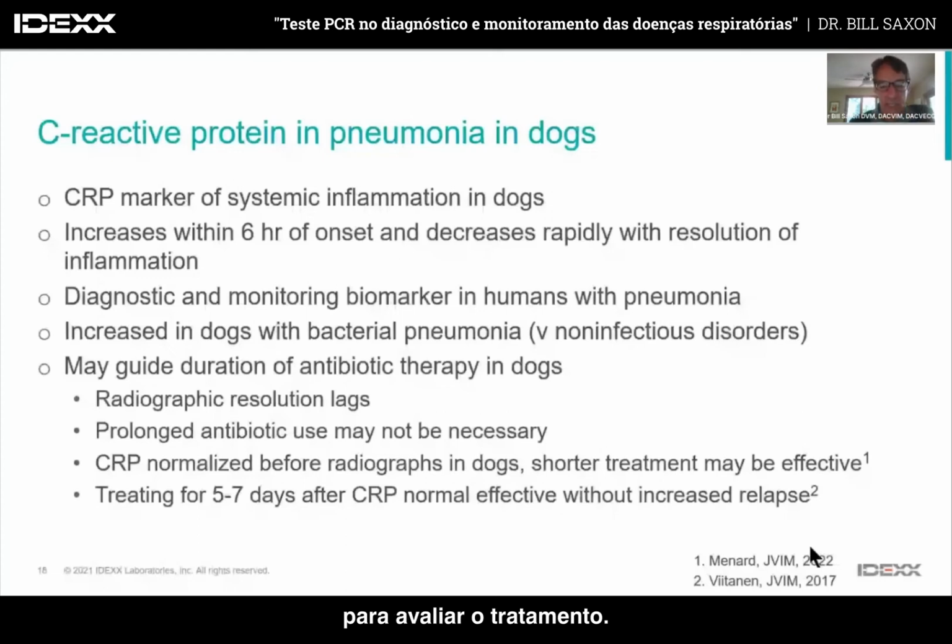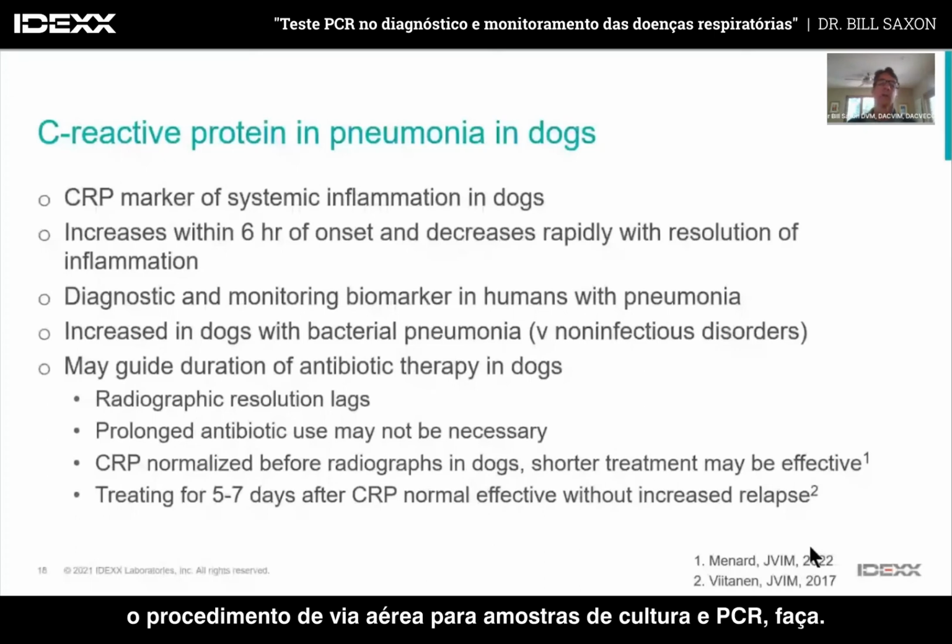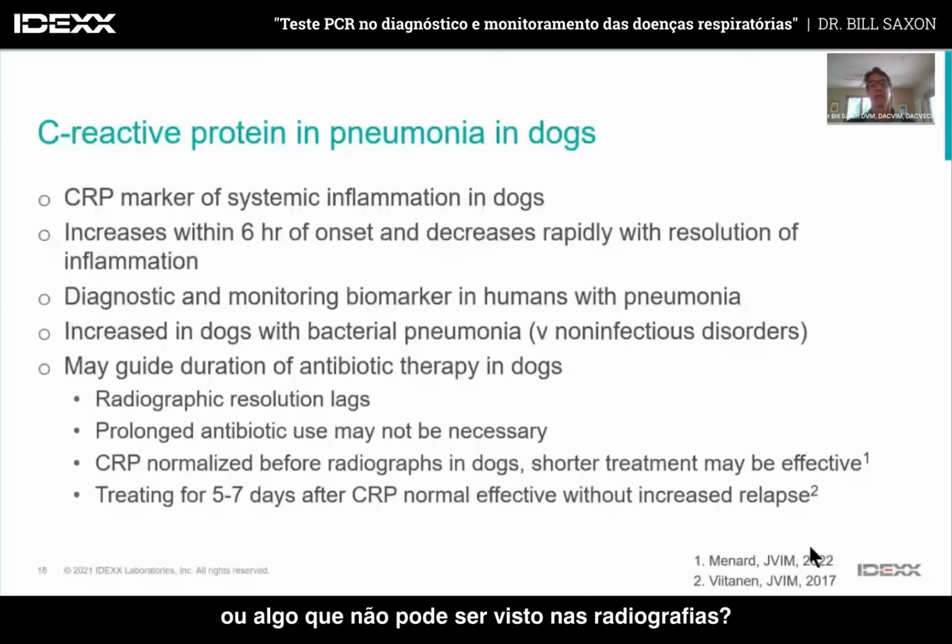Is your treatment working? If the C-reactive protein on a daily basis, at least initially, until you can determine the trend is going down, you're on the right track. If it does not, then if you haven't gotten your airway procedure done for samples to culture PCR, do it. Or if that's been done, and you've chosen the initial course of antibiotics and we're still not getting anywhere, think maybe I should get a CT scan on this dog if that's available. Is there a pulmonary abscess? Is there something that I can't see radiographically? And then maybe scale up antibiotic coverage.